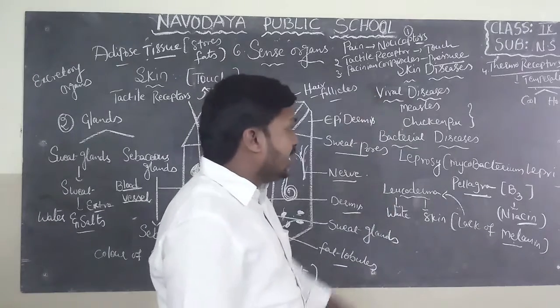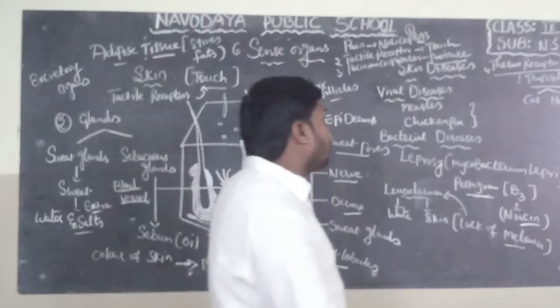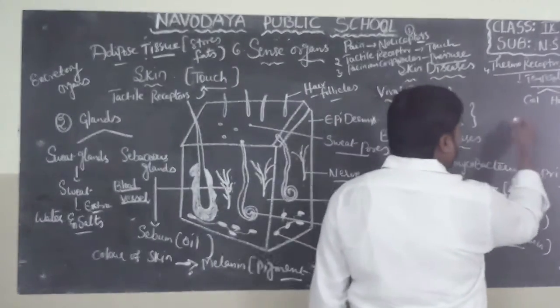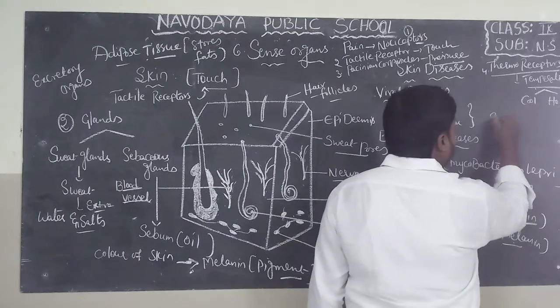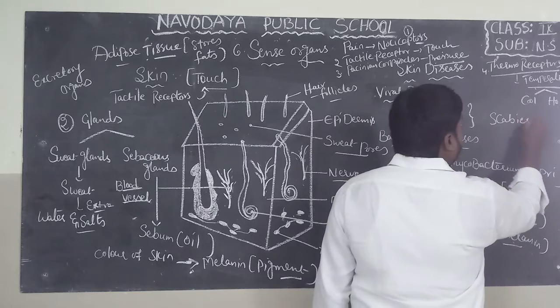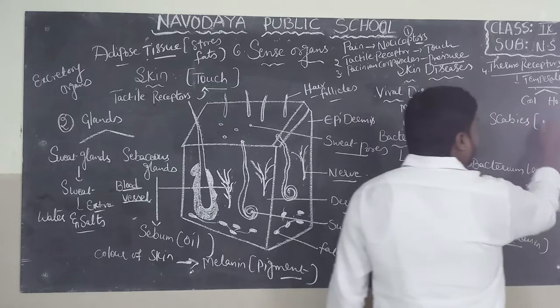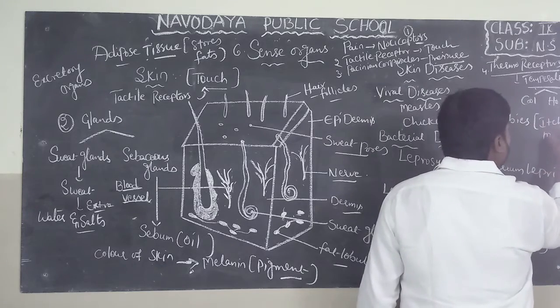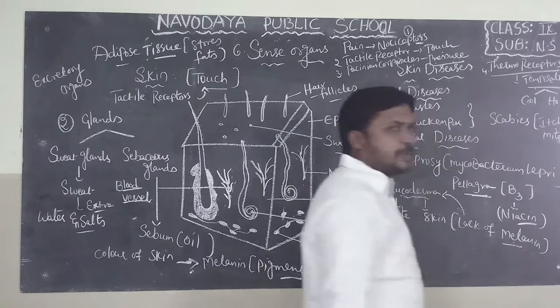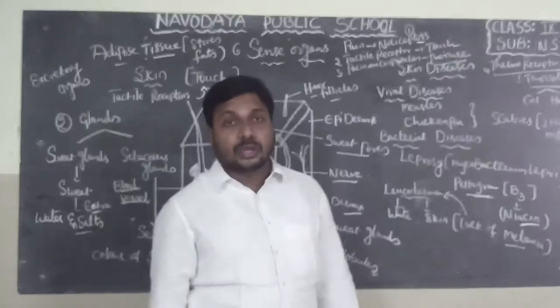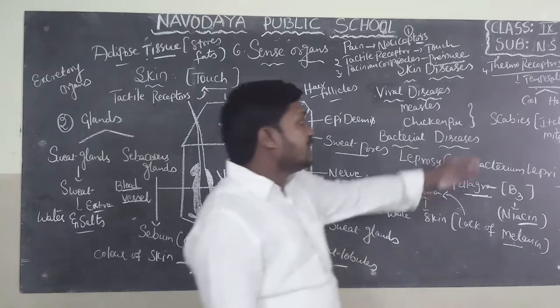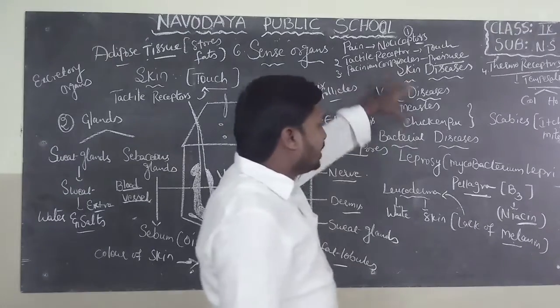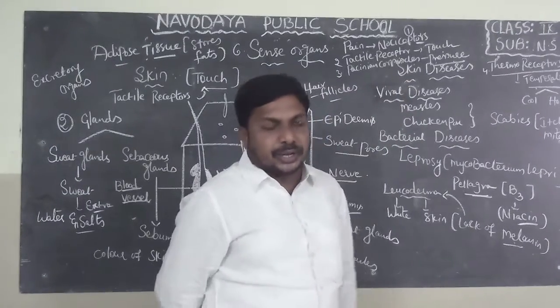These are the diseases which occur to the skin, and along with these, some mites, meaning arthropods, cause scabies. Scabies is caused by the itch mite. The itch mite belongs to arthropods, a micro-arthropod. So these are the diseases which occur to skin.